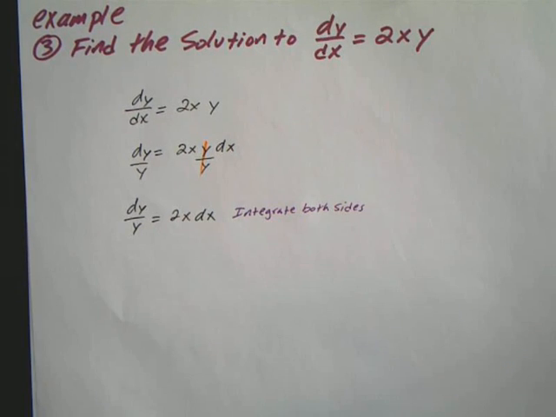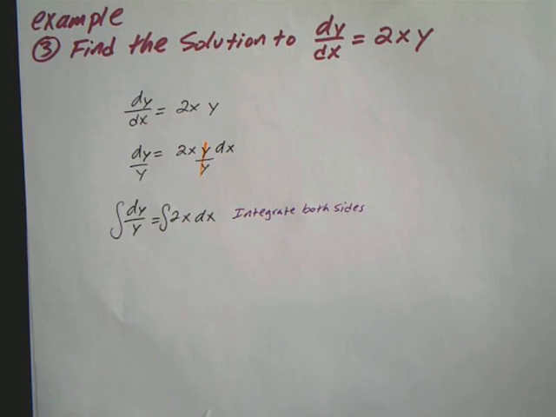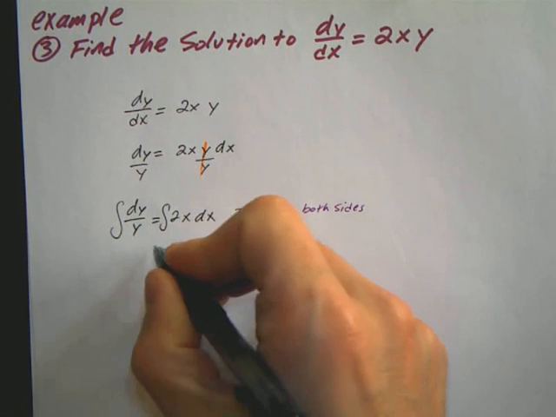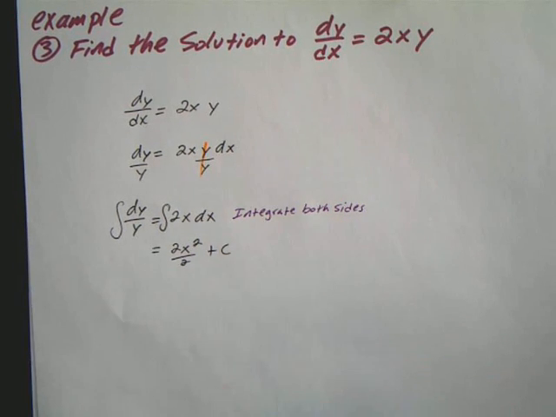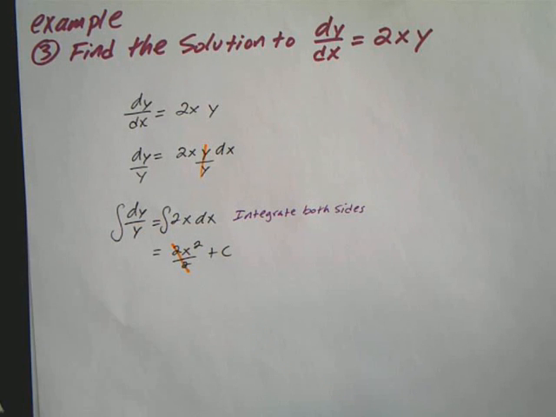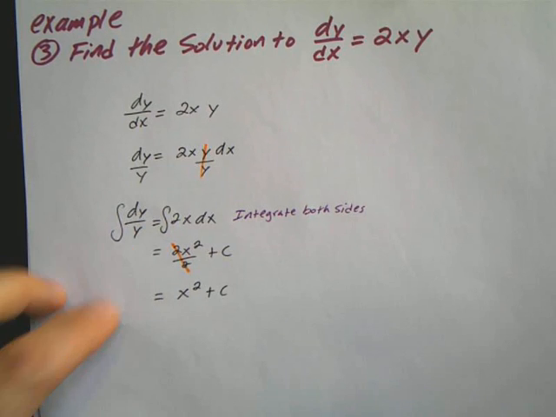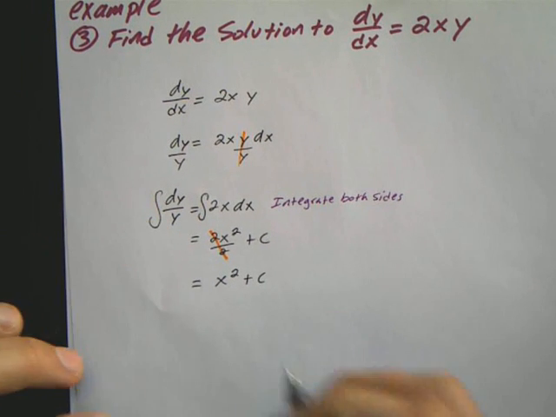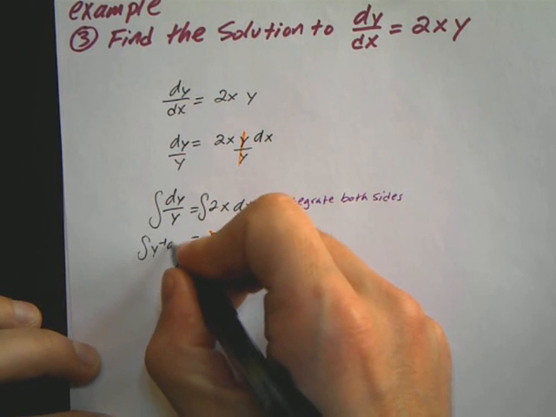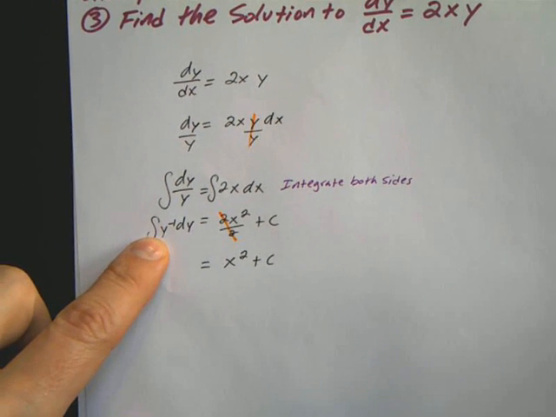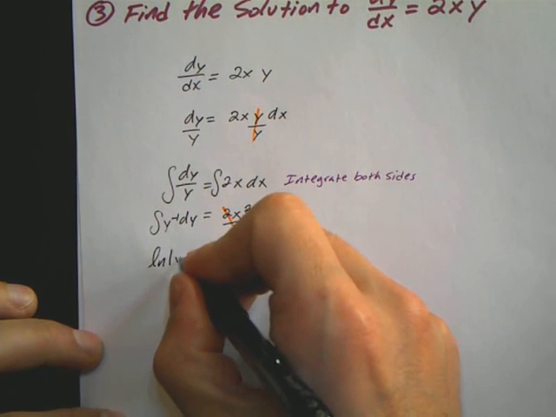So this over here integrates like that, this over here integrates like that. Over here on the right side, the integral of 2x is going to be 2x squared over 2 plus c. I'm going to be able to reduce the 2's, so you can think of this as just basically x squared plus c. Over here on the left, if I have y in the denominator, it's going to be y to the negative 1 dy, and the integral of y to the negative 1 is going to be the ln, so it's going to be ln absolute value of y.